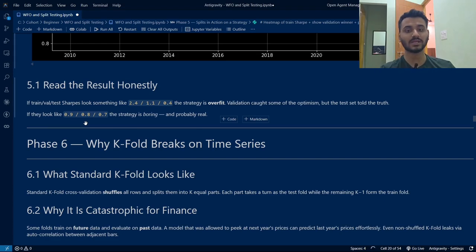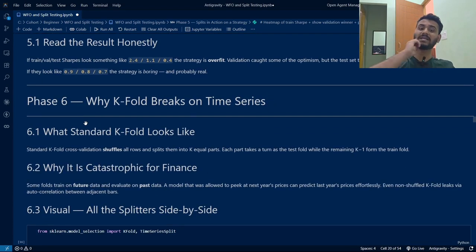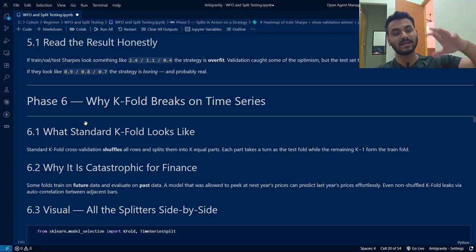Now, phase 6, why k-fold breaks on time series. What standard k-fold looks like. A standard k-fold cross validation shuffles all the rows and splits them into equal parts, right? Each part takes a turn as the test fold while the remaining k minus 1 form the train fold.